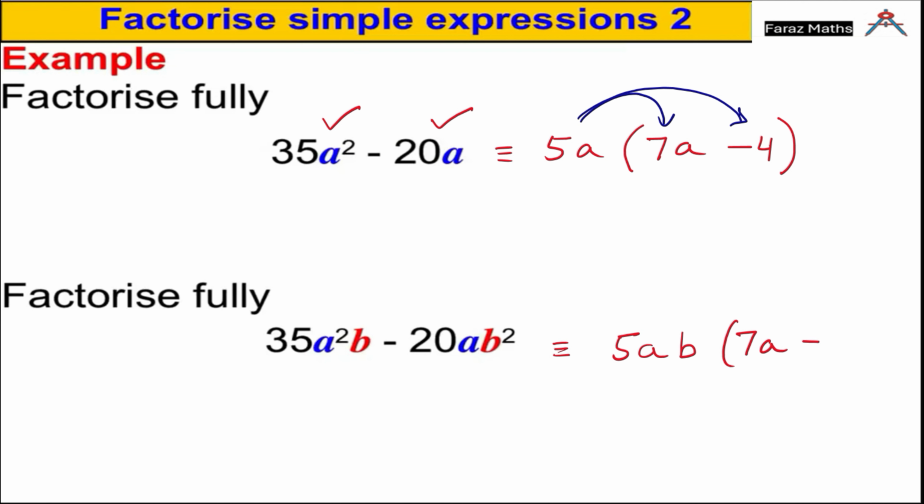And then minus 4, a is already outside, and from b square, b is outside, so you have to write b there. Now, to avoid the confusion, you can double check it. 5ab times 7a. So first multiply 5 with 7. 5 times 7 is 35. Then a times a is a square, and then you have to write b also because there is b. Minus there, and then 5 times minus 4 is minus 20. And there is a also, so you have to write a, and b times b is b square.